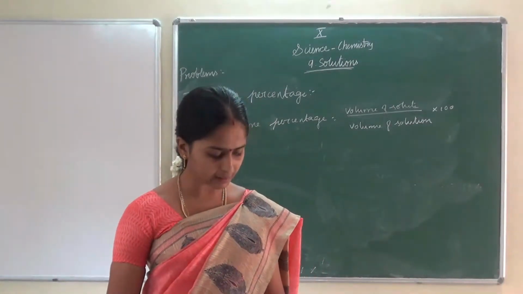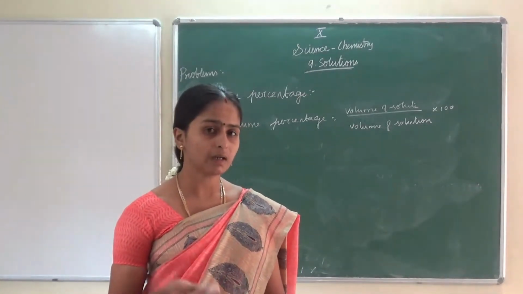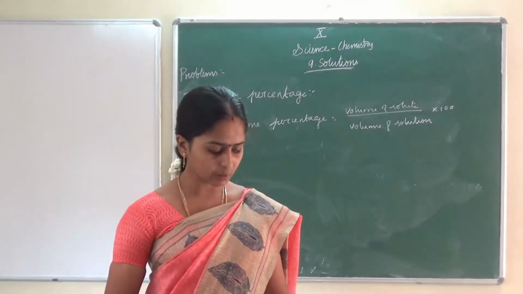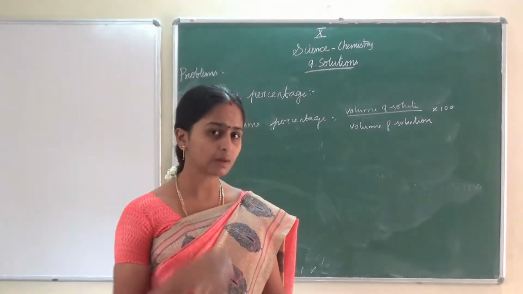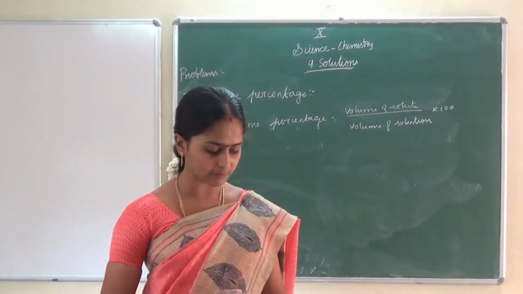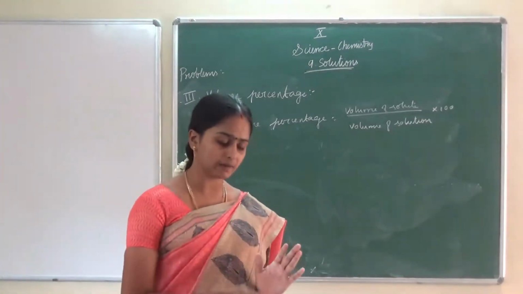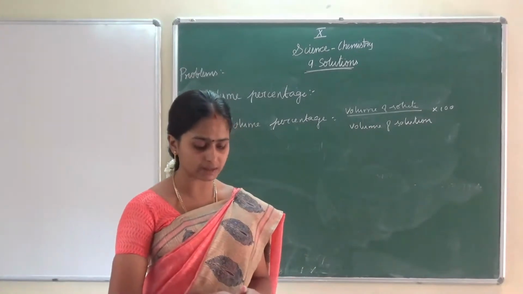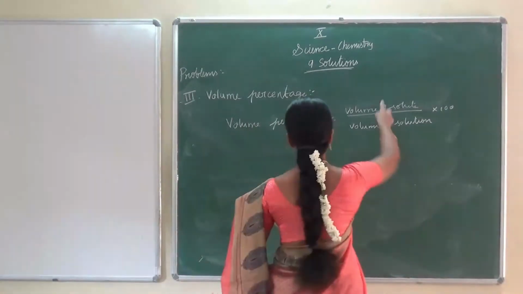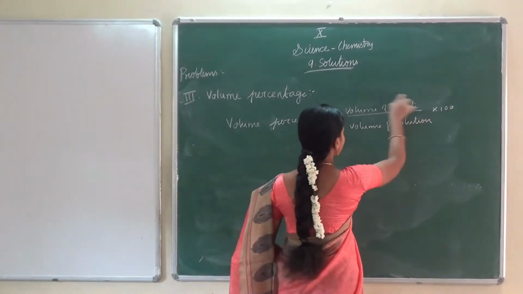Now calculate the volume of ethanol. Now they are asking us to find the volume of solute. They are giving, in 200 ml of 20% V by V aqueous solution of ethanol. So the solution value they have given is 200 ml. Volume percentage they have given, how much? 20%, and solution value 200 ml. They are asking us to find the volume of the solute.